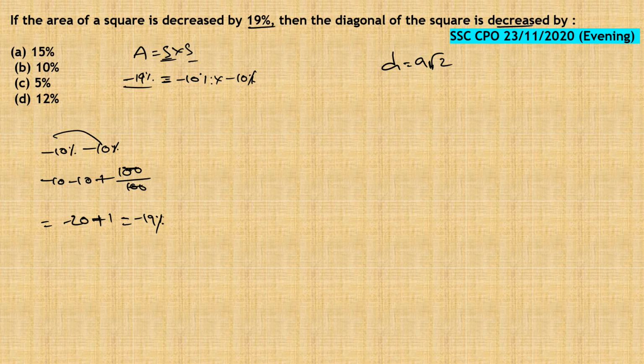Diagonal is A root 2 and the new diagonal is A1 root 2. Root 2 gets cancelled. It depends upon the side of the square, that is A1, which is decreased by 10%. Then the decrease in the diagonal of the square is minus 10%. Option number B.